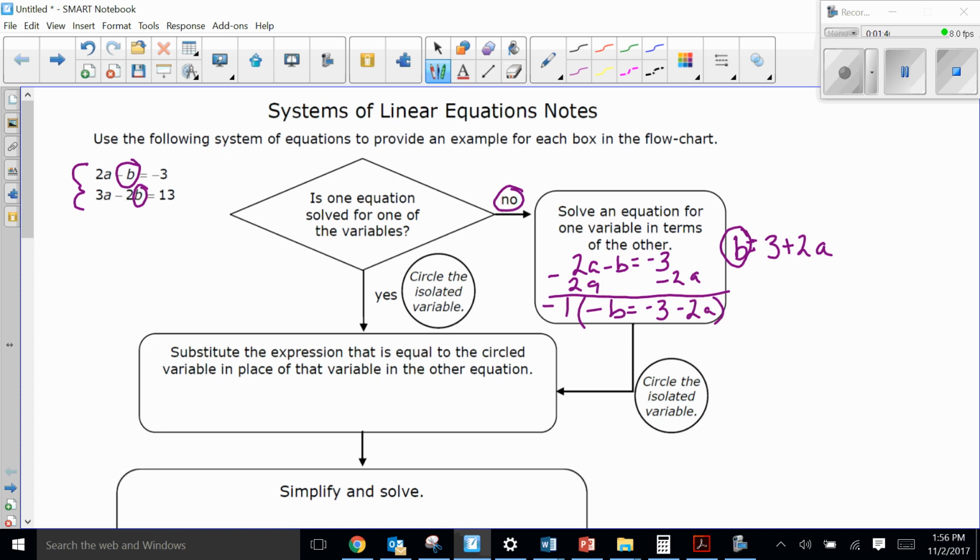So now I'm going to substitute this expression of 3 plus 2a into my other equation that I have not used yet, so that I can now solve for a. So I'm going to take 3a minus 2, and now instead of writing b, I know b is actually 3 plus 2a. So I will substitute 3 plus 2a into its place. So 3a minus 2 times (3 plus 2a) equals 13.